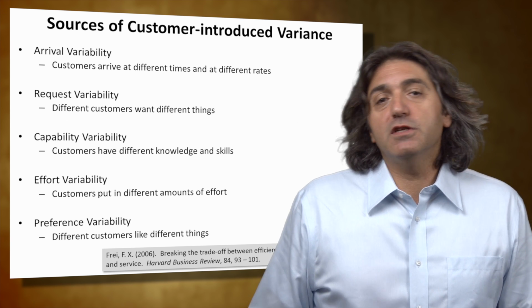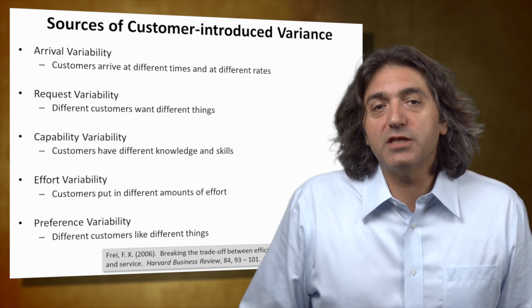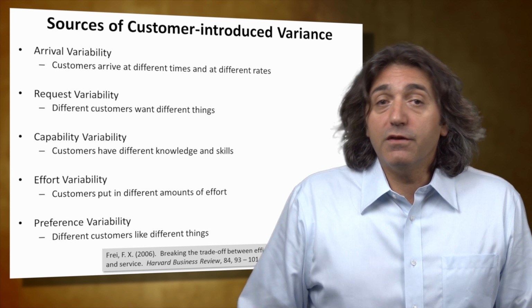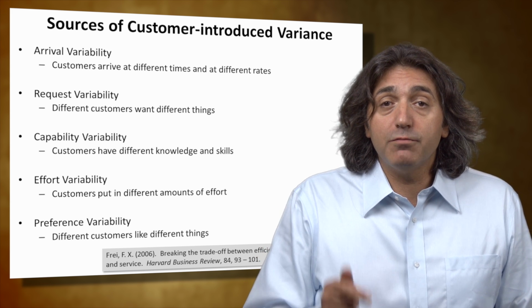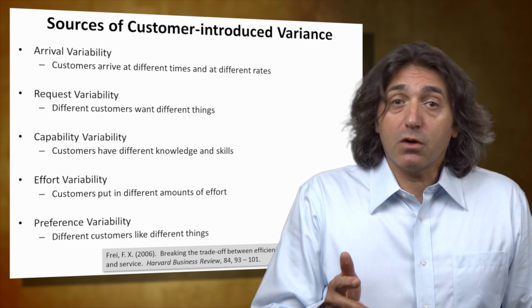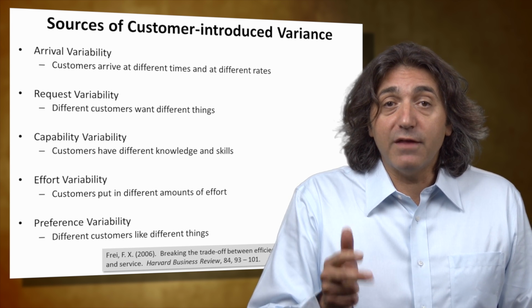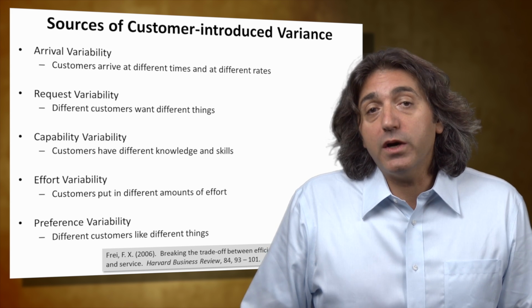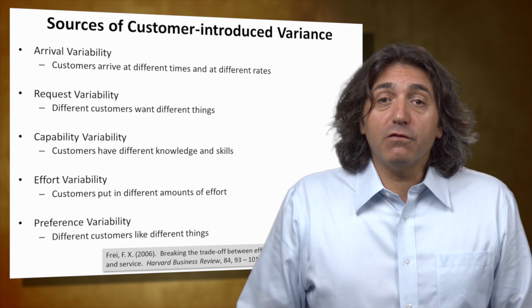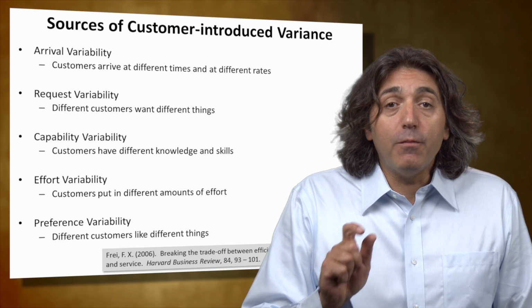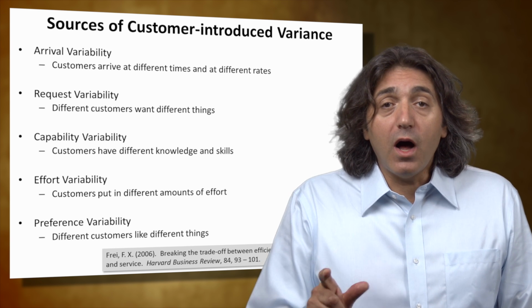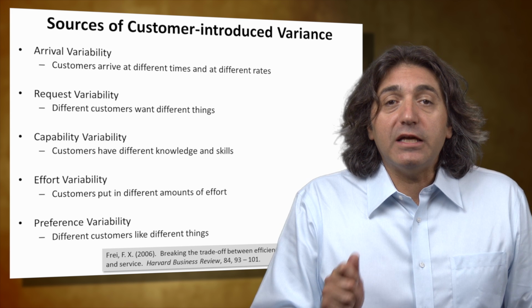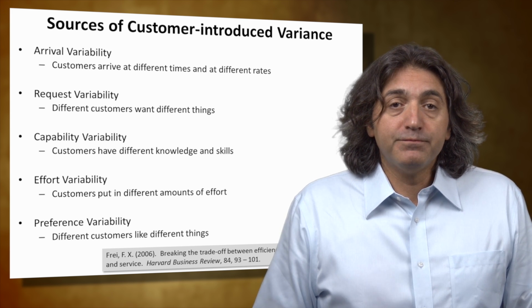It's possible to think of these 5 forms of variability sequentially because they reflect the process by which many service transactions unfold. The customer arrives, makes a request, plays a part in the process requiring some level of capability and effort, and then assesses the experience according to personal preferences. At any of these points, life is easier for a service provider if it is dealing with a narrow band of variability. Where the band is wide, service quality and efficiency may suffer. Now, let's look at each of these a little bit more closely.